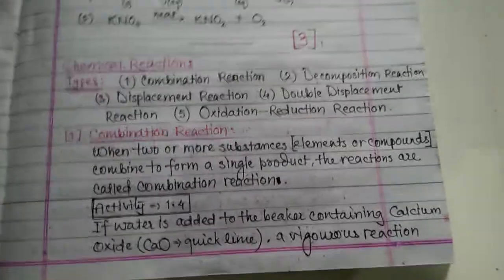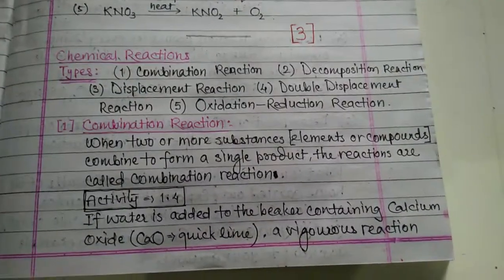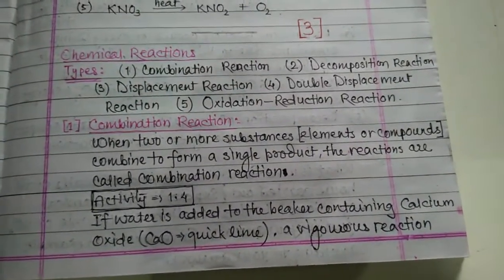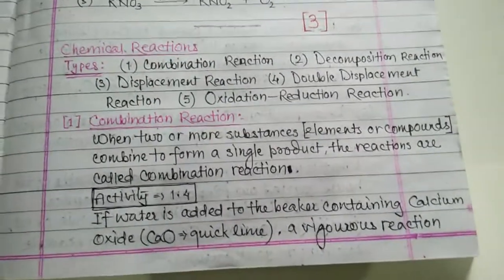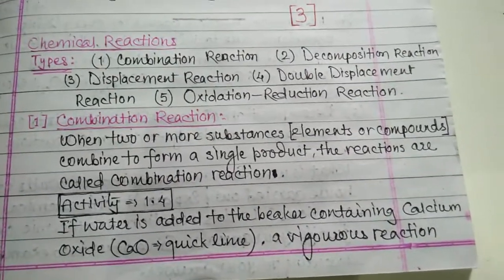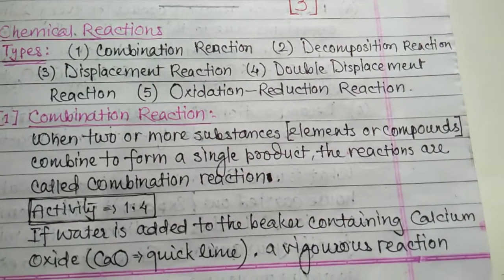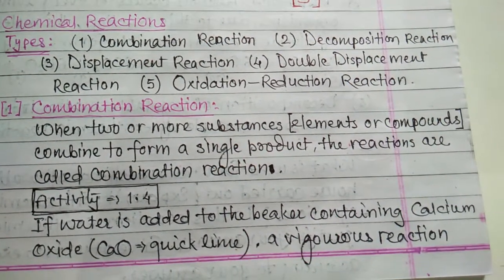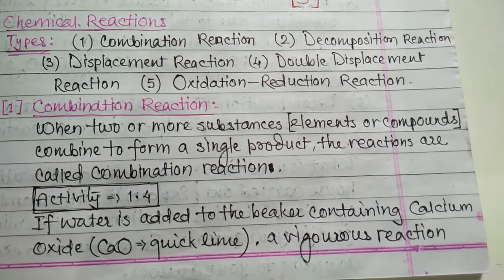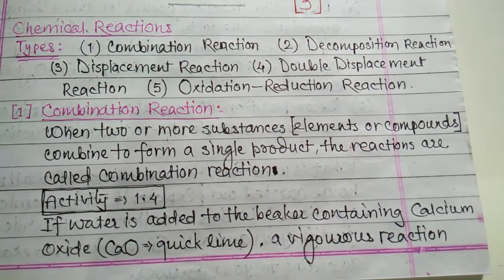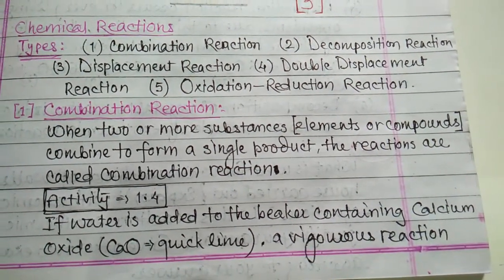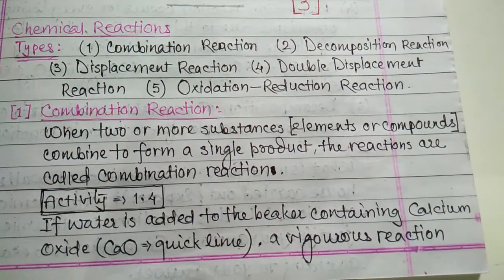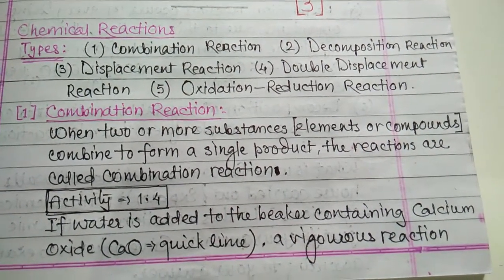Hello friends. Now we are discussing another topic about the types of chemical reactions. They are combination reaction, decomposition reaction, displacement reaction, double displacement reaction, oxidation and reduction reaction. We are discussing today the combination reaction and decomposition reaction.